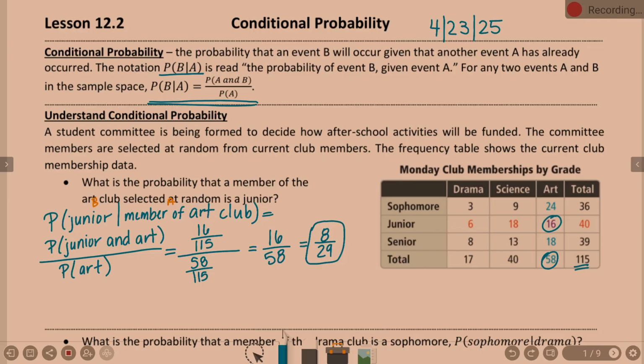Now, what I would just do, I'm not going to necessarily have you guys do the fractions. I would have just said, okay, let's just do the juniors and art club on top, the total art club members on bottom. So could we have just gone the 16 over 58 and then reduced from there? Most definitely. And that's what I'm going to encourage you to do as we go through this. Okay? Where basically we will not worry about the 115s. Okay?